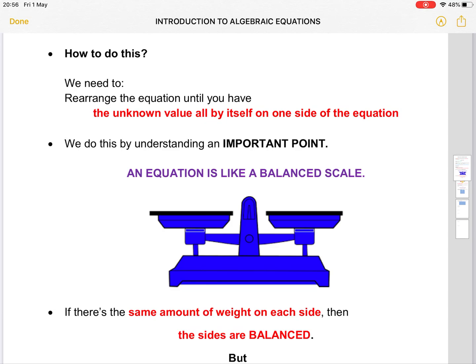Be it weight, it can be anything. But the important thing is that there is the same amount on each side. If there's the same amount on each side, then the sides are balanced. Then we can say that we have a balanced scale. The sides are balanced.